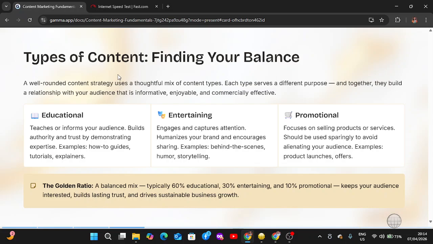And the last one you have is promotional content, which focuses on selling products or services. That's what that focus is about. So that's about product launches, offers. So the golden ratio is a balanced mix, typically of 60% educational content, 30% entertaining content, and 10% promotional content, which keeps your audience interested and also builds lasting trust and drives sustainable business growth. So if you're a new brand, you need to focus on education more before you start selling, so that you get people to understand that you understand their needs, you understand their pain points, and you are ready to solve that problem for them.